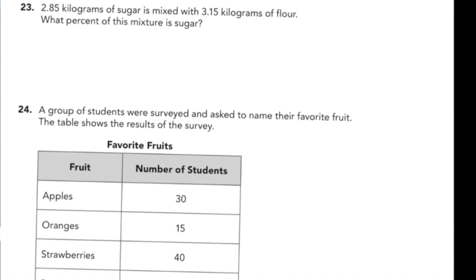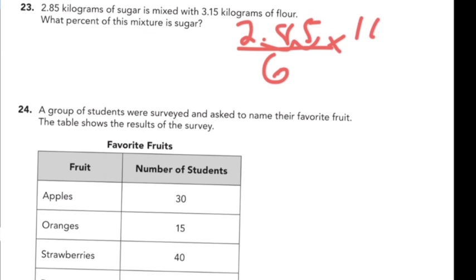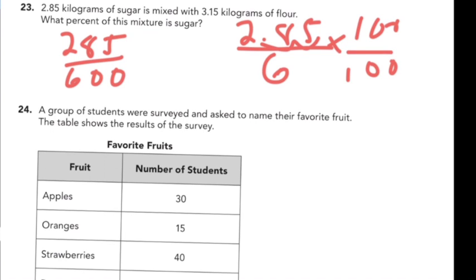Okay, so sugar is 2.85, or 2 and 85 hundredths, over... So we want to figure out the total mixture. So you would have to add 3.15 and 2.85, and that would be 6. So what you need to do then is make this into a percent. So all you need to do, first of all, is get rid of that decimal. So what you want to do is times it by, there's 2 spots, 100 over 100. And when you do that, you're going to get 285 over 600. And when you get 285 over 600, you just times that then by 100%.